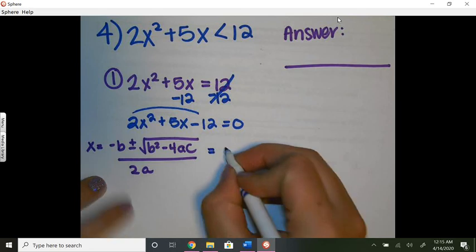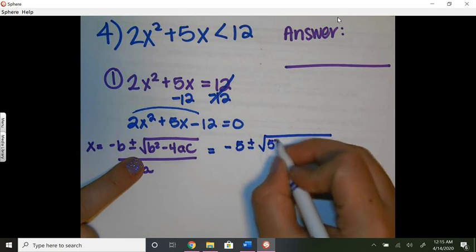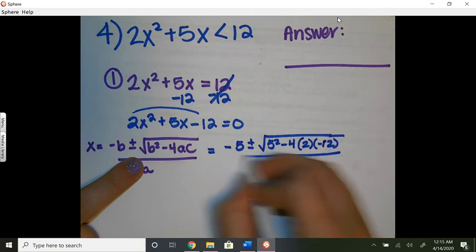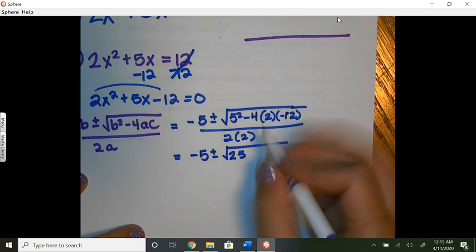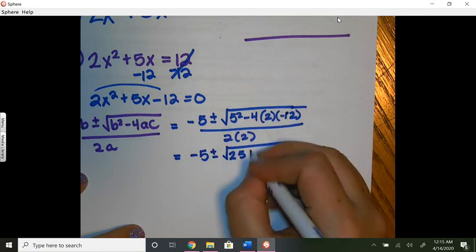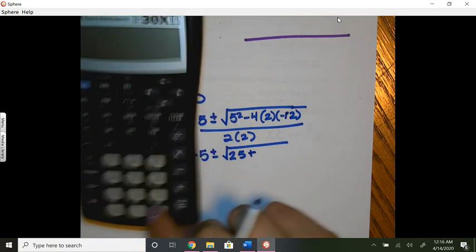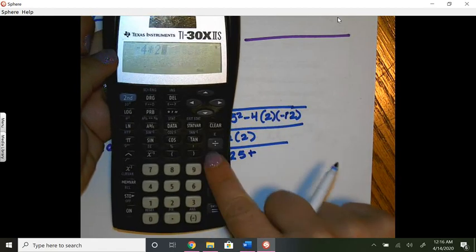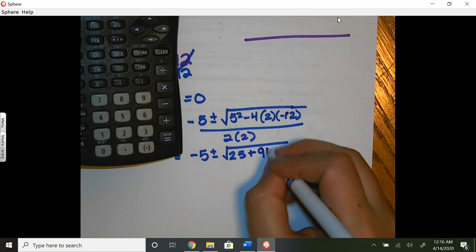So, negative b plus or minus the square root of b squared minus 4ac, all over 2a. We're going to simplify. 5 squared is 25. Negative times a negative is a positive. And then we have negative 4 times 2 times negative 12, and that is 96. So positive 96, all over 4.